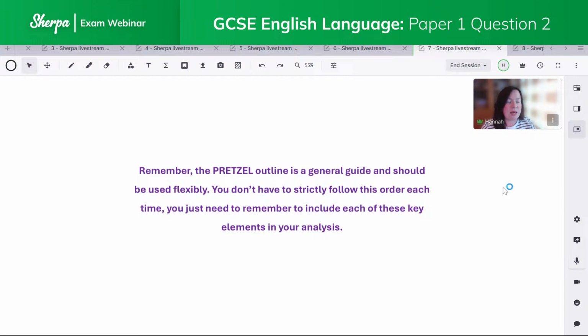So yeah, be flexible with it. As it says here, you don't have to strictly follow the order each time. You just need to remember to include each of the key elements in the analysis. So for example, the zooming in, the terminology, all that kind of stuff.